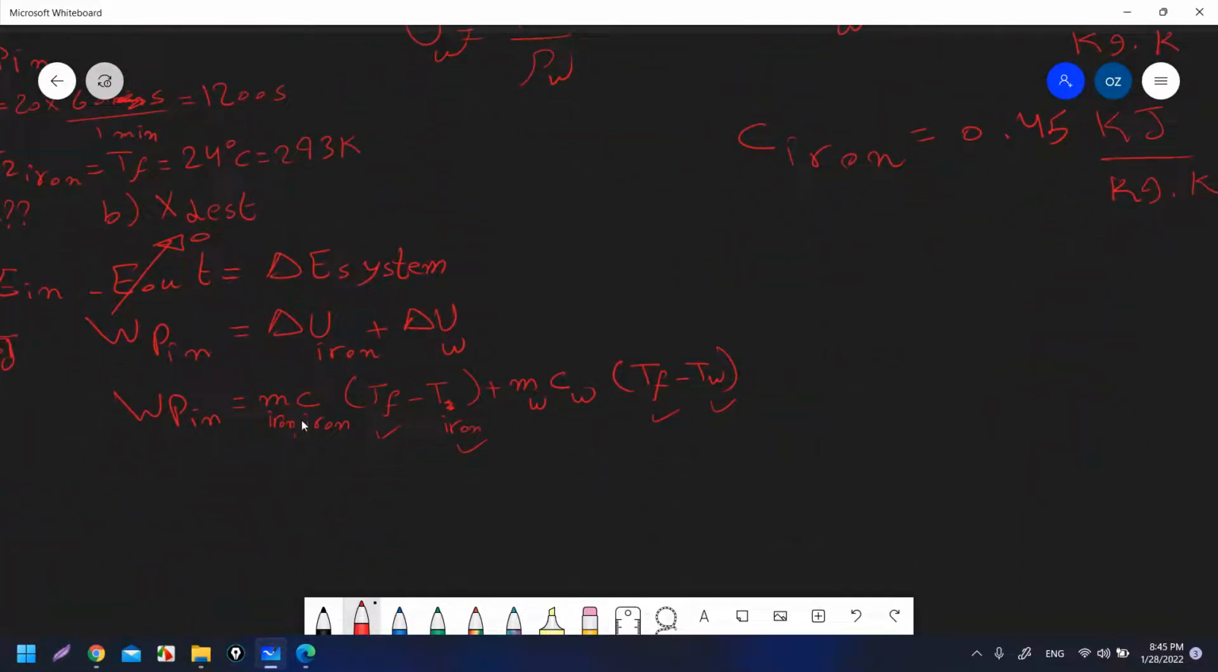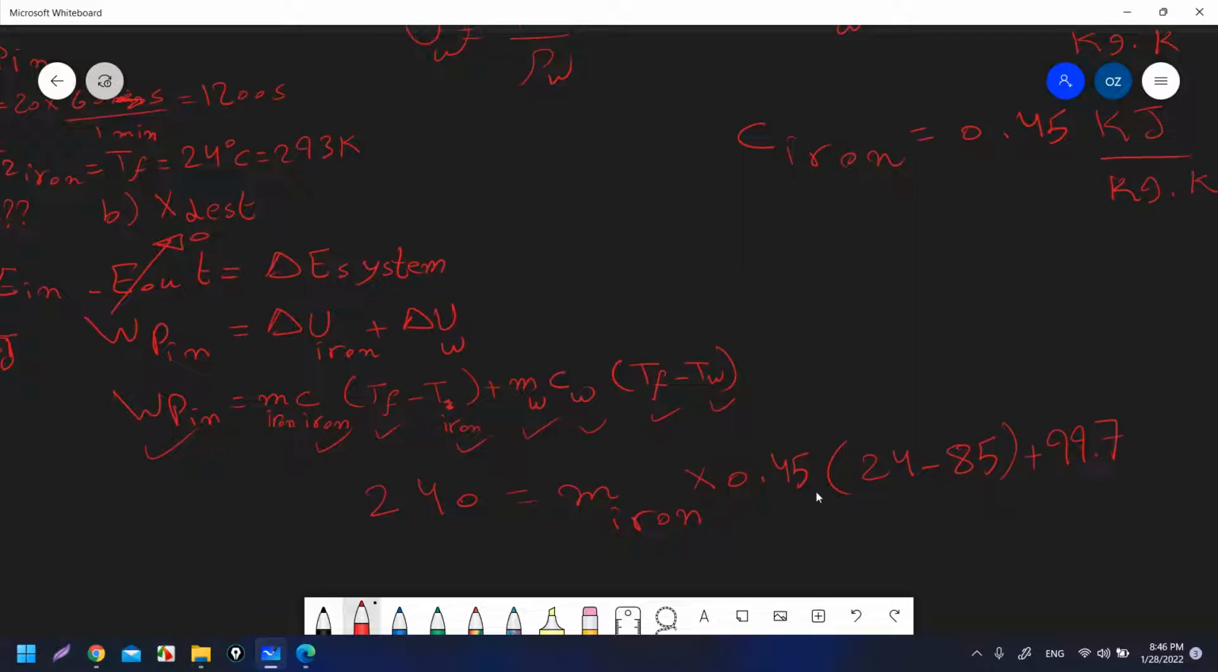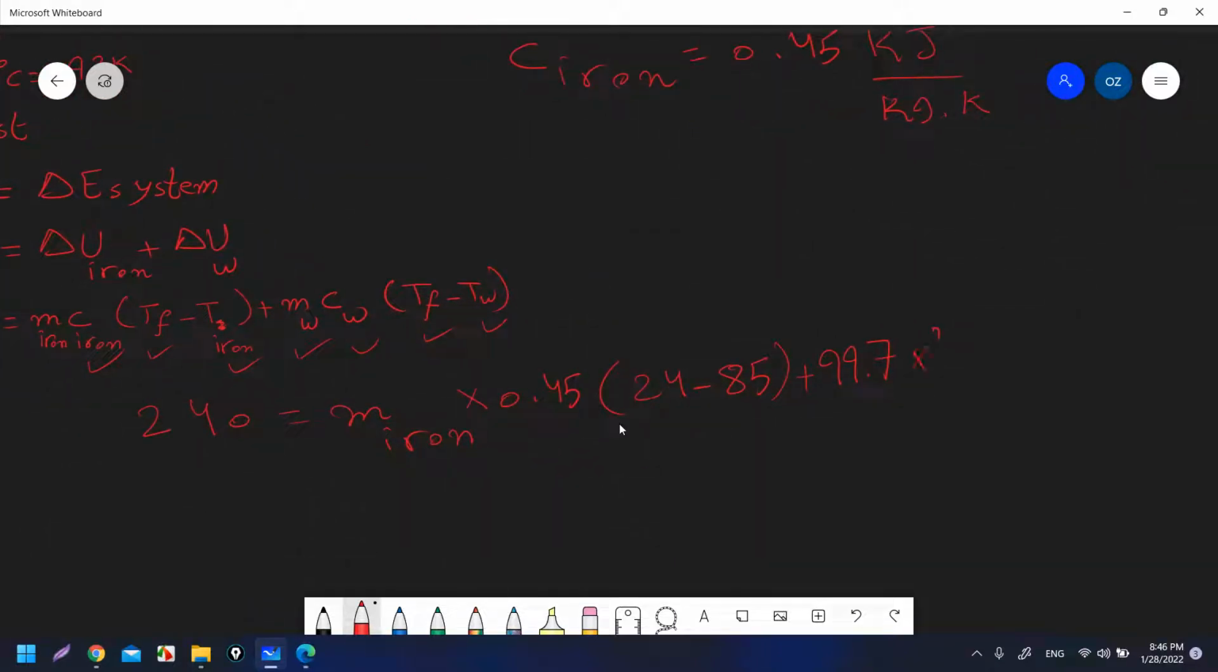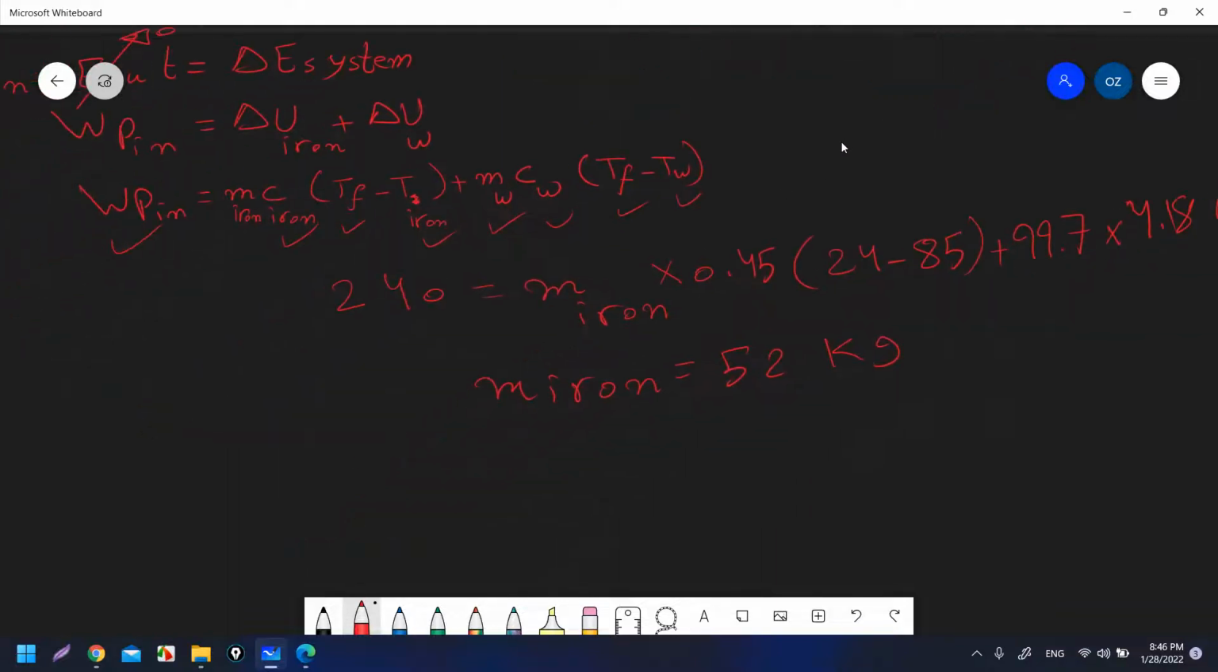The mass of water, I got it. C iron, I have the work in. So I will find the mass of iron. Let's substitute in this equation. 240, that is the work in, equal to M iron times 0.45, the specific heat of iron, times T final, 24, minus 85, plus 99.7, that is the mass of water, times 4.18, the specific heat of water, times the temperature difference, T final minus T1 for water. This will give me M iron equal to 52 kilogram. That is for part A.